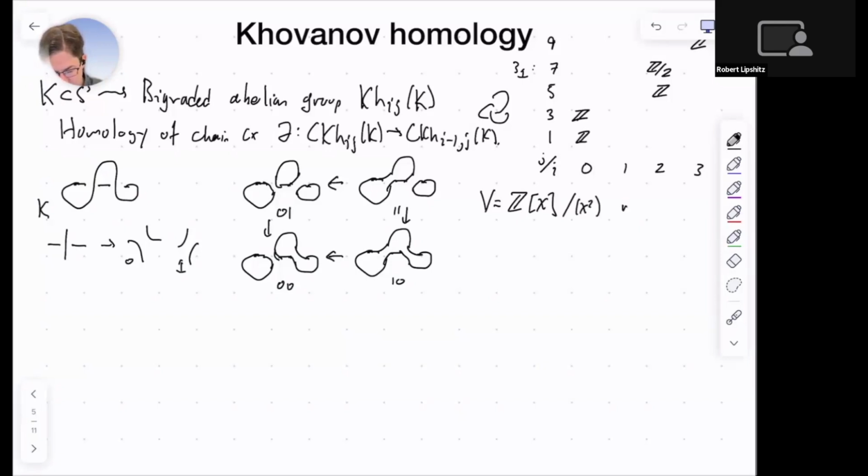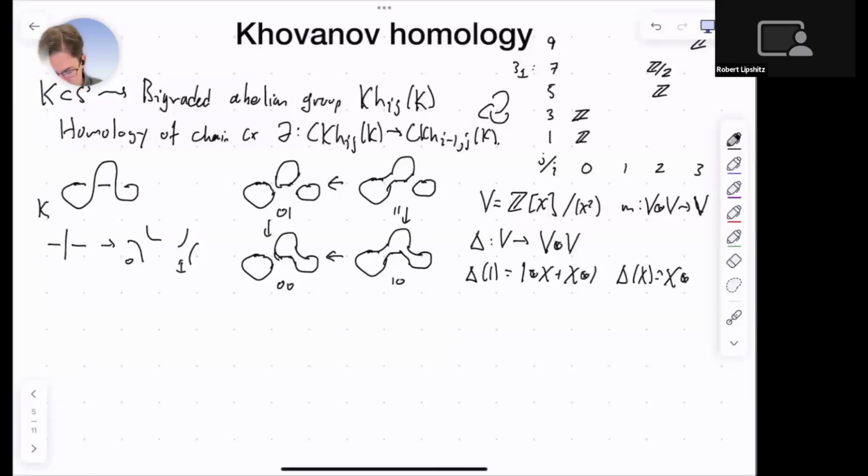So it's a ring, so it has a multiplication from V tensor V to V. It's just multiplication of the ring. It also has a co-multiplication. That's a map from V to V tensor V, given by the coproduct of 1 is 1 tensor X plus X tensor 1, and the coproduct of X is X tensor X.